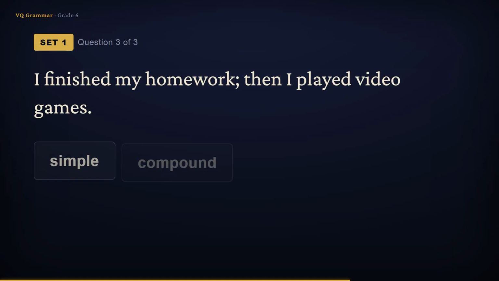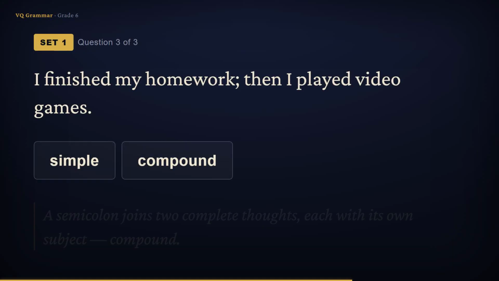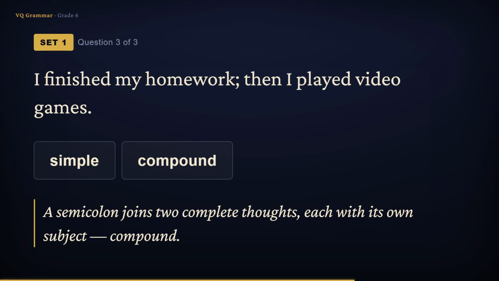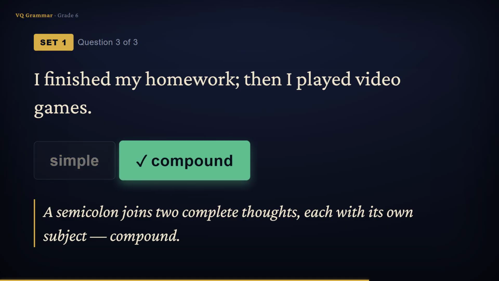I finished my homework; then I played video games. Here, the joining mark is a semicolon. On the left, I finished my homework, a full sentence. On the right, I played video games, another full sentence with its own subject, I. A semicolon joining two complete thoughts. So the answer is compound.